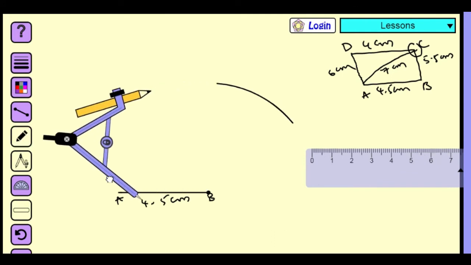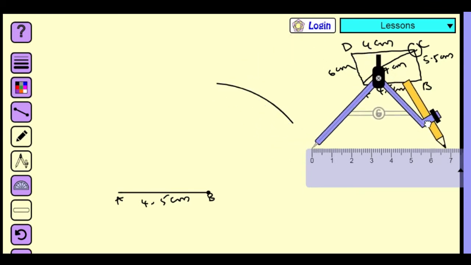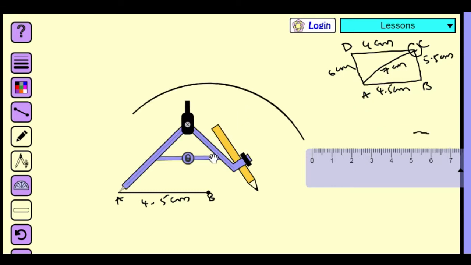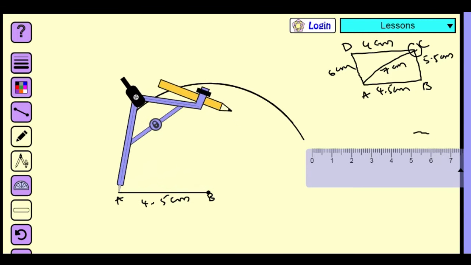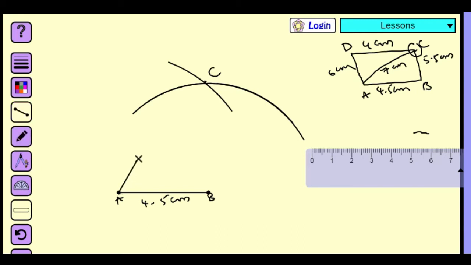Next with A as the center and the radius 7 centimeters, draw an arc which cuts the previous arc at point C. Now join A to C and B to C. A to C we have 7 centimeters and B to C length 5.5 centimeters. Now we are going to locate the point D.